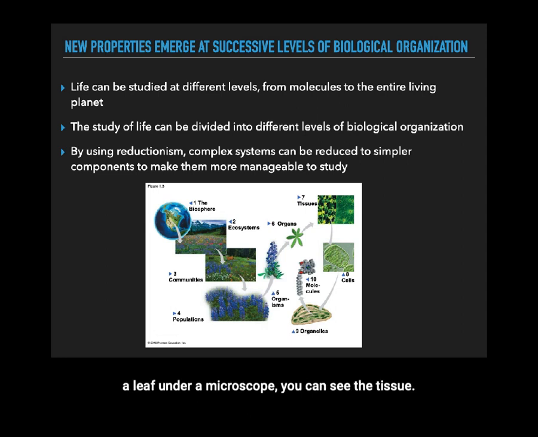When you observe a leaf under a microscope, you can see the tissue. The tissue is level number 7. Each tissue is a group of cells that works together, performing a very specialized function. Level number 8 is the cell. The cell is life's fundamental unit of structure and function.